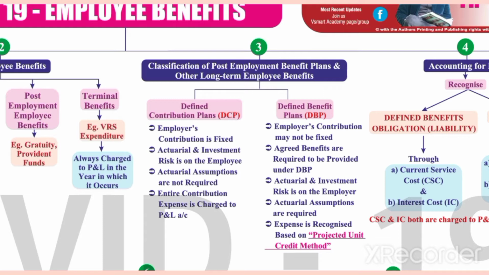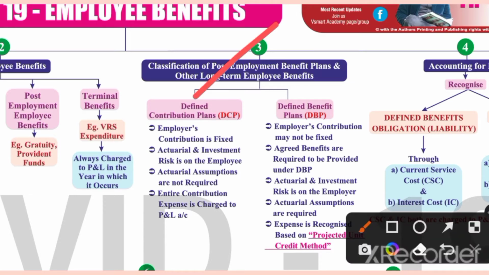First we will see the classification of post employment employee benefits and other long term employee benefits. They are further classified into two types: one is the defined contribution plan and another is the defined benefit plan. Defined contribution plan means every year the employer will contribute to the plan. For example, for medical insurance that an employee takes, the employer will contribute a fixed amount into the plan, and after maturity pay whatever that amount is. That is called the defined contribution plan.